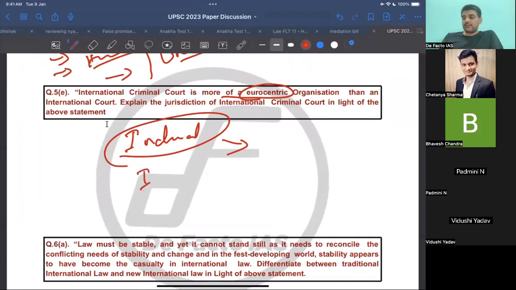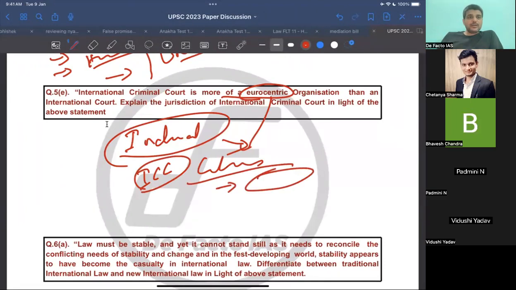And then you will write what is the foundational structure of ICC, right? So you will write Rome Statute and how Security Council actually may refer matter to the ICC, right? And then these things have to be written in one para, that's it. Because the main question is with regard to that it is more Eurocentric, right? So you have to start with the criticism, right?